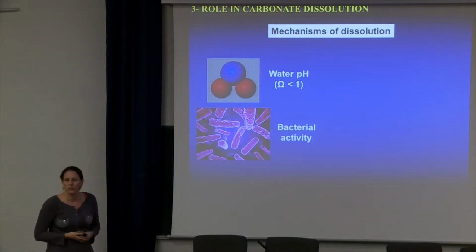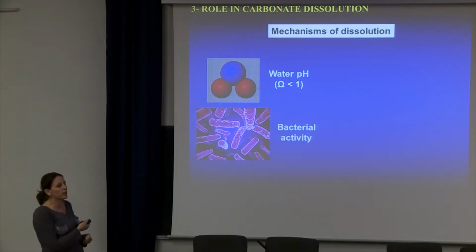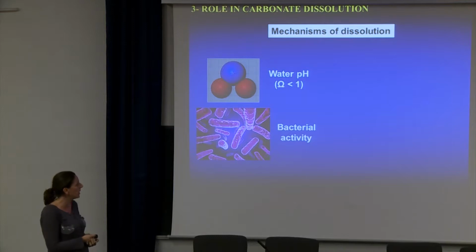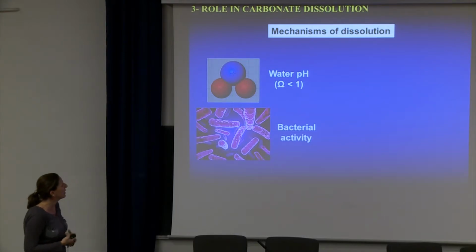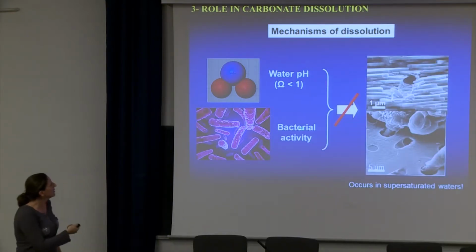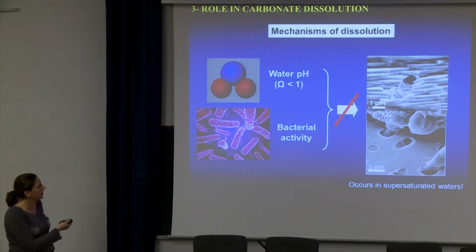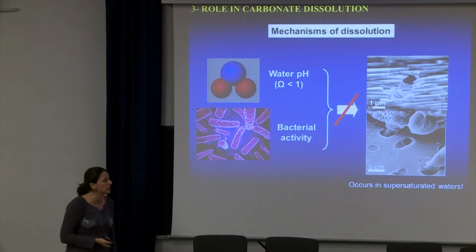Well, what are the mechanisms involved in this carbonate dissolution? Is it a purely chemical process due to the water chemistry, with low pH and a saturation state of carbonate minerals below 1? Or is it due to bacterial activity which remineralizes organic matter and creates conditions favorable to dissolution? Probably not, because this dissolution would be random and you would not see those galleries which are really conforming to the shape of the filaments.